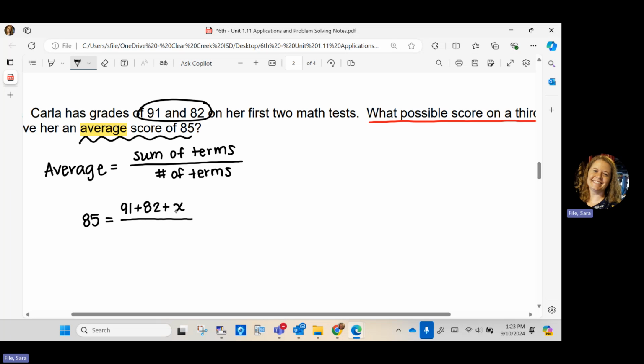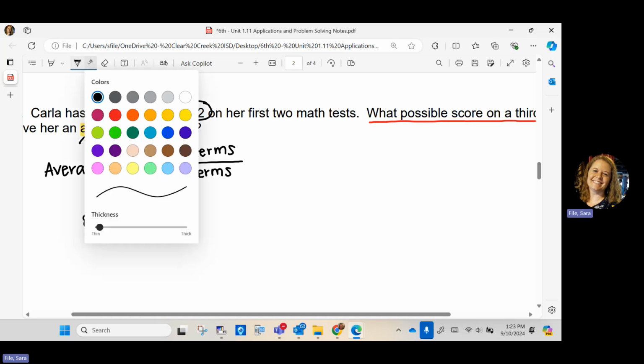And so how many test scores are there, including the one that we're trying to find? How many terms are being added up here? 3. So there are 3 test scores whose average we want to be 85. So we're going to be dividing by 3. Okay, so now I've set it up, and now I need to solve.